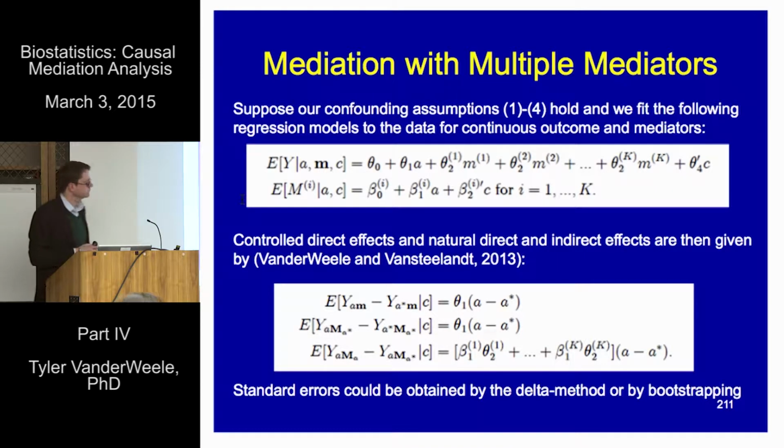Okay, so what can we do analytically? What we can do analytically is fit a model for the outcome conditional on the exposure and all of the mediators together. So in our outcome model, we're putting all the mediators into the same outcome model. We're getting coefficients for the effects of all of the mediators. But in our mediator models, we're just going to do those one at a time.